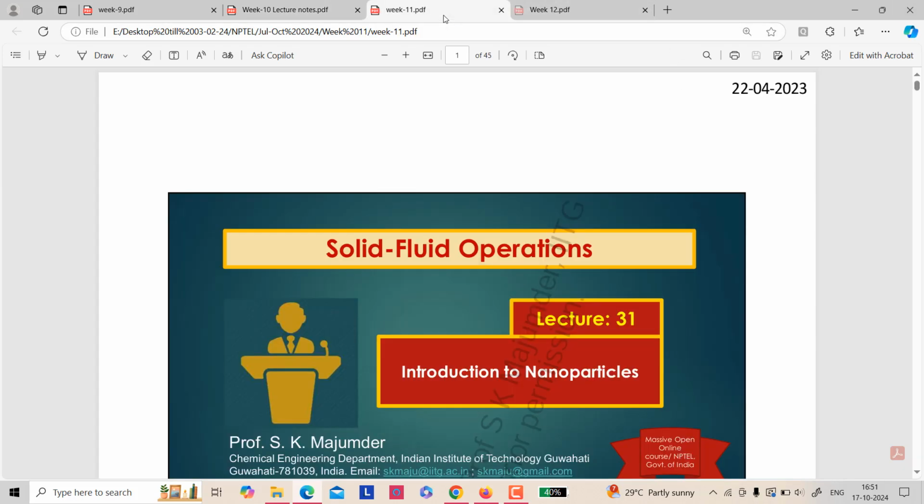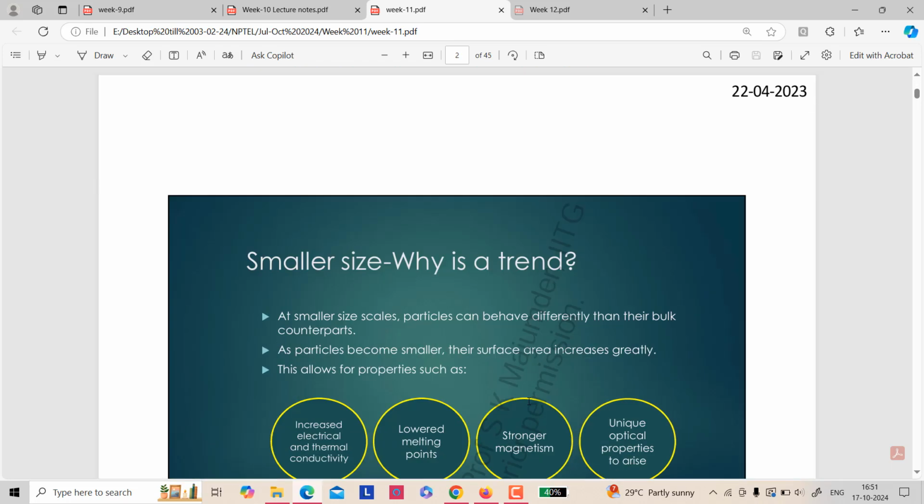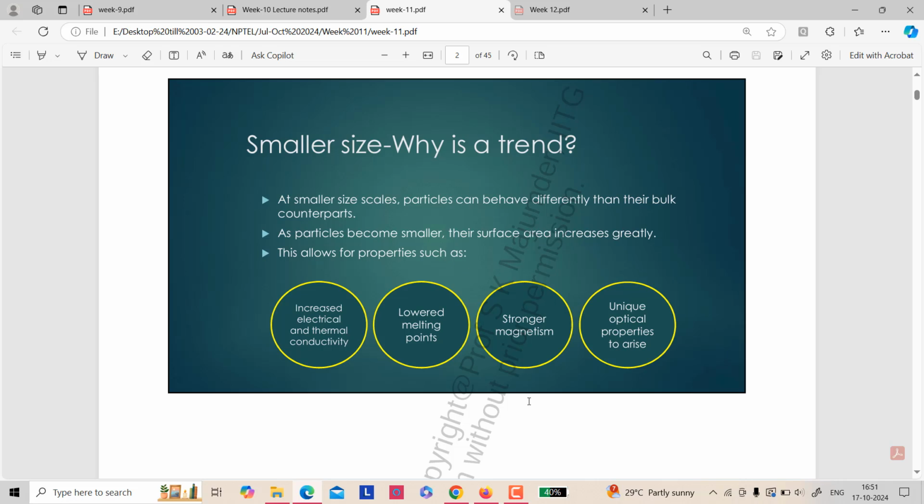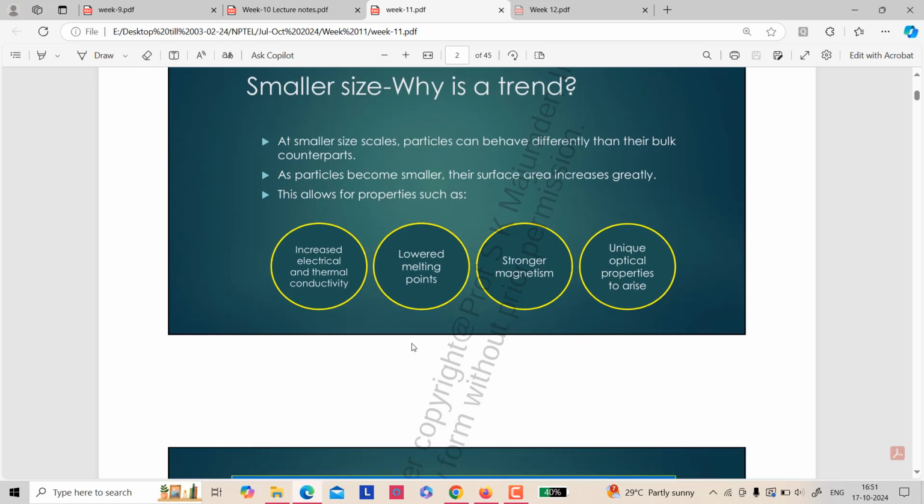In the last two classes, Sir has taught about nanoparticles and adsorption. In nanoparticles, smaller size widens the trend, because at smaller size scales, particles can behave differently than their bulk counterparts. As particles become smaller, their surface area increases greatly, and this allows properties such as increased electrical and thermal conductivity, lowered melting points, stronger magnetism, and unique optical properties to arise.